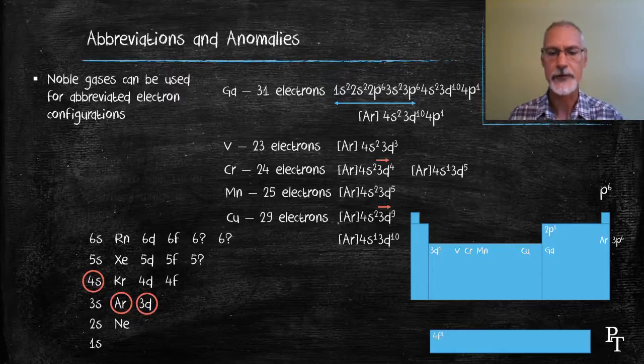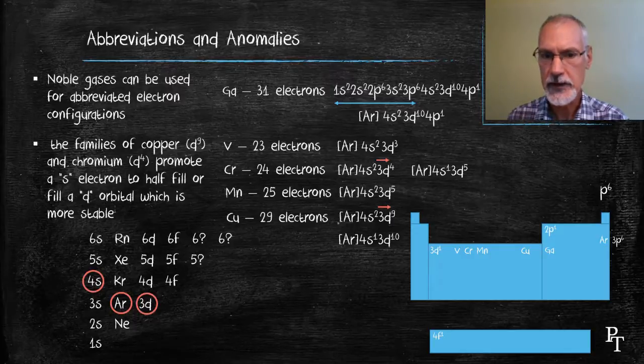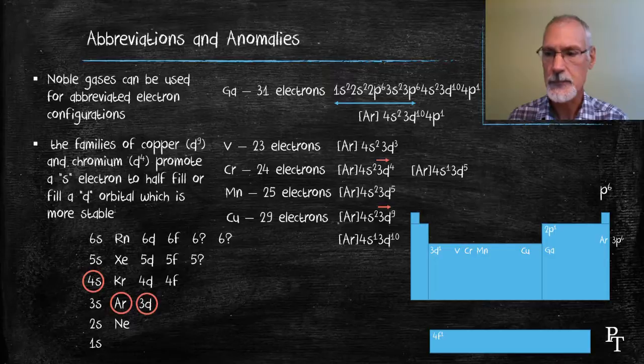Now, the reason this happens is because half-filled s and half-filled d orbitals tend to be more stable, and by promoting an electron, we can essentially achieve that. In the case of chromium, promoting the electron allows us to have 2 half-filled orbitals, which are more stable than a full and a non-filled orbital. Similarly, in copper, by promoting that electron, we essentially have a half-filled s orbital and a full d orbital, which again is a more stable configuration.